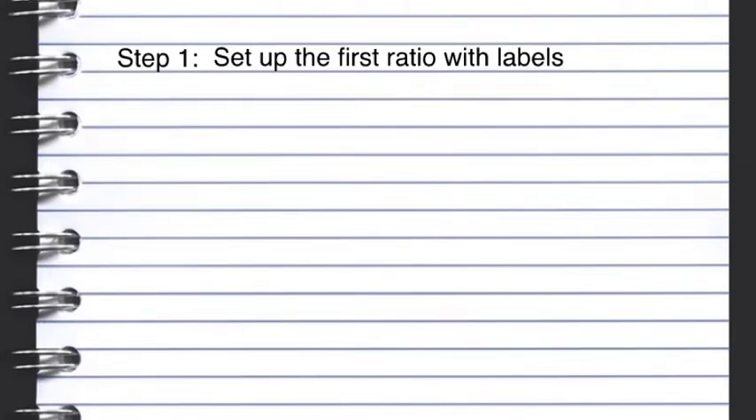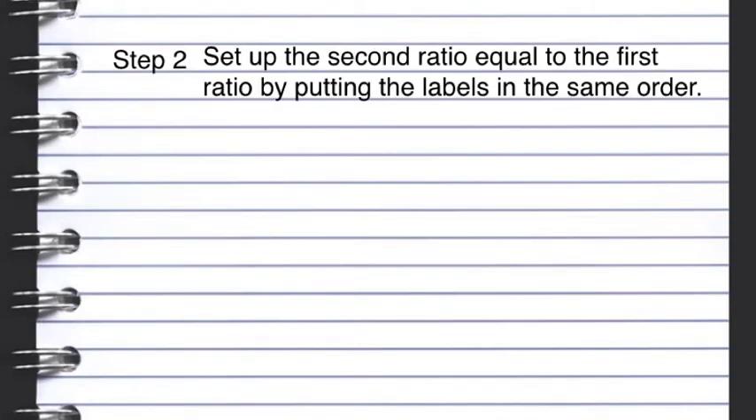Okay, so if you look at the example, our first step is going to be to set up the first ratio with labels. Okay, so our first ratio says that we've gone 240 miles with 15 gallons of gas, and we need to make sure that we have our labels on there, so now we know how to set up the second ratio and to make our proportion equal.